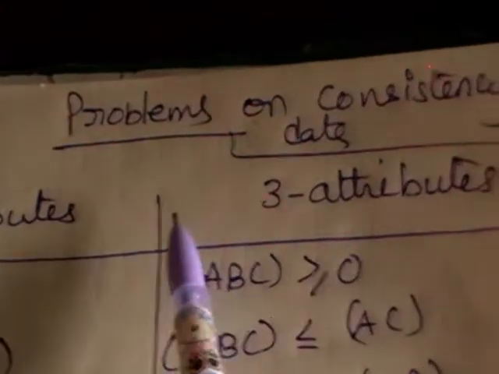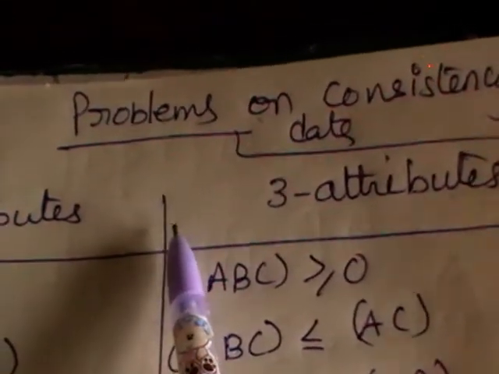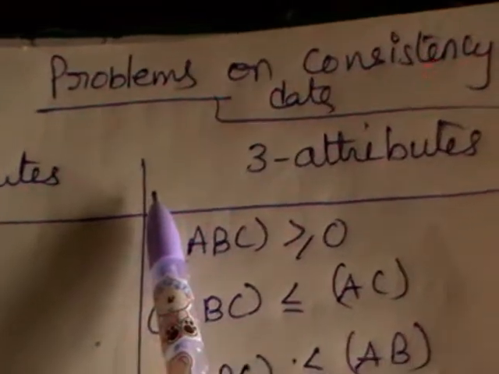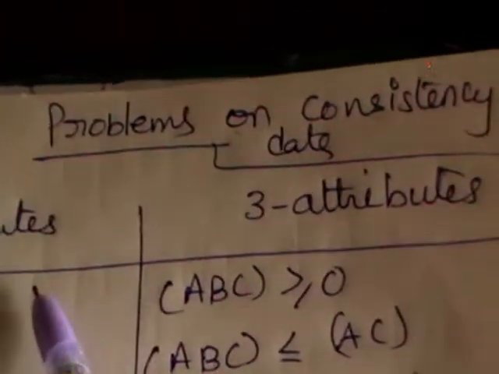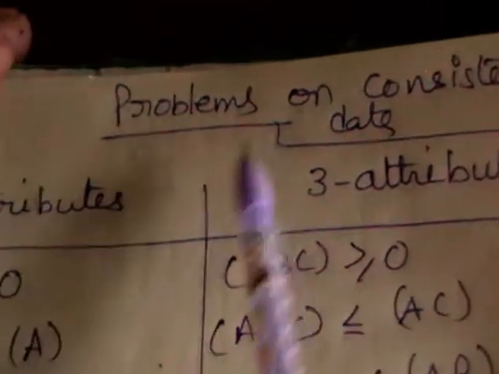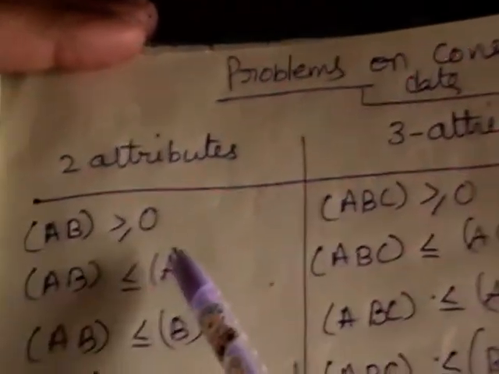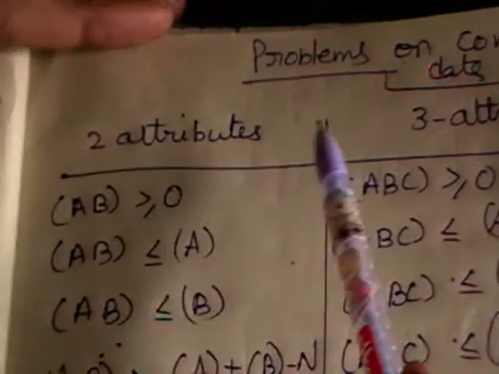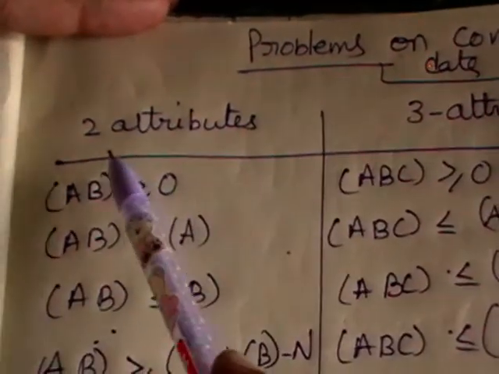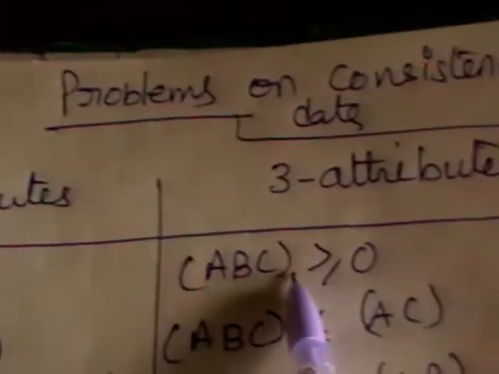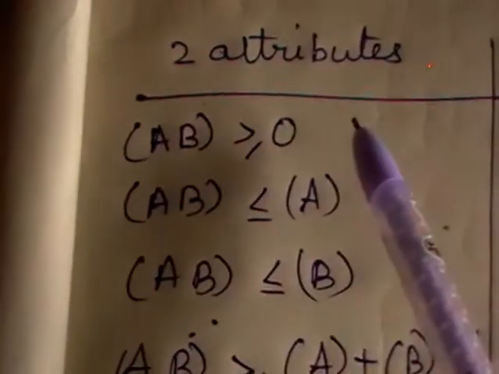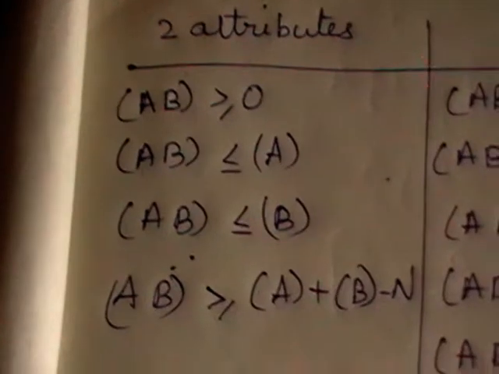So in the previous class we have discussed the derivation of conditions for consistency of data. So let us now discuss problems on that. Before doing the problems, you should know all the conditions for consistency of data, both when there are two attributes and when there are three attributes.